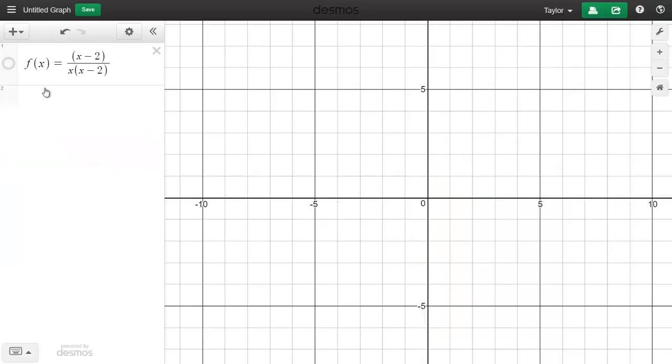So this function f of x has two discontinuities, x equals 0 and x equals 2. x equals 0 is a non-removable discontinuity, whereas x equals 2 is a removable discontinuity. So x equals 0, asymptote, non-removable. x equals 2 is a hole in the graph. That's removable. Okay, let's look at another piecewise function.